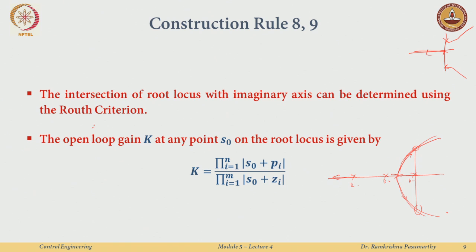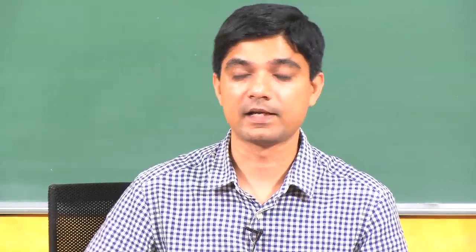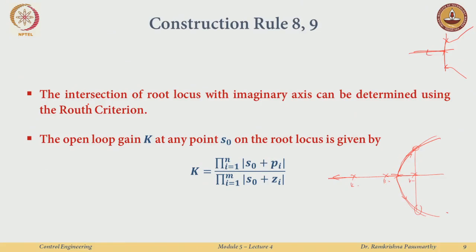Well, I know something called the Routh-Hurwitz criterion. The intersection of the root locus with the imaginary axis can easily be determined by the Routh criterion. We had done some problems where we were computing stability with respect to a parameter: if k was between this number and that number, the system is stable; if k is greater than this number, the system is stable, and so on. Okay. Then the open loop gain k at any point on the root locus is just given by this. I think we had even discussed this in one of our very earlier slides.